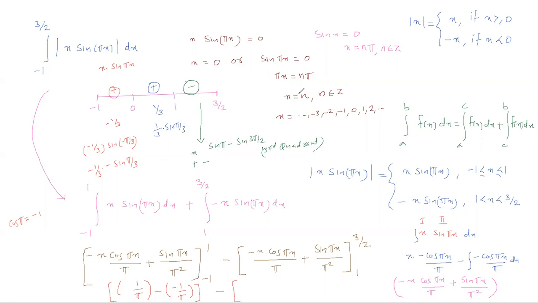Here again, abhi upper limit de rahe 3 by 2. Jab 3 by 2 dega, cos pi into 3 by 2, cos 3 pi by 2, 0 aayega. So 0 by anything 0 hi aayega. So uske baare mein jyada sochna nahi, 0. Then sin 3 pi by 2. Sin 3 pi by 2 is minus 1. So minus 1 by pi square. Then lower limit there, minus lower limit dena. x is equal to 1 there. 1 denge to cos pi into 1, cos pi is minus 1. Then minus into x is equal to 1, so minus 1. Minus 1 into minus 1, 1, 1 by pi. So it is 1 by pi. Then either substitute karenge to sin pi into 1, that is sin pi. Sin pi is 0. So 0 ho jayega. So you will get like this.